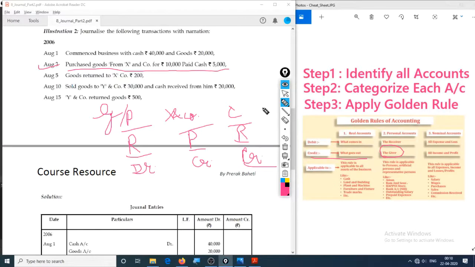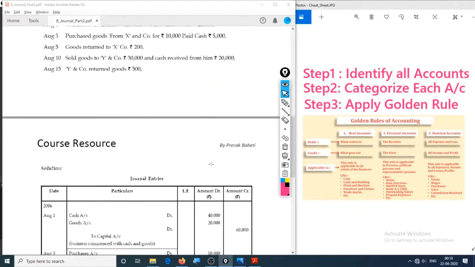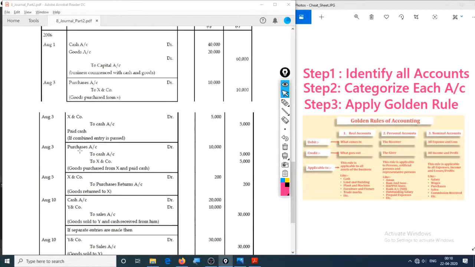Okay, and we'll write the relevant figures in front of them. Cash is 5,000. Okay, and goods purchased are 10,000. The left part is 5,000 because X and company has 5,000 rupees due. You can check the entry right here, which says purchase account debit, to cash, to X and company. Okay, this is the correct entry that we made.